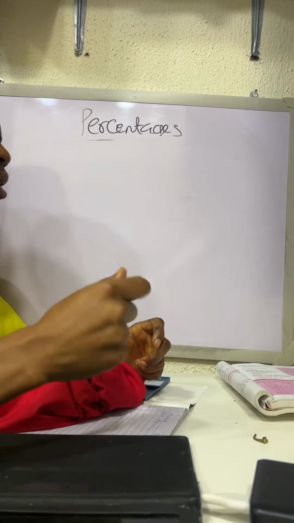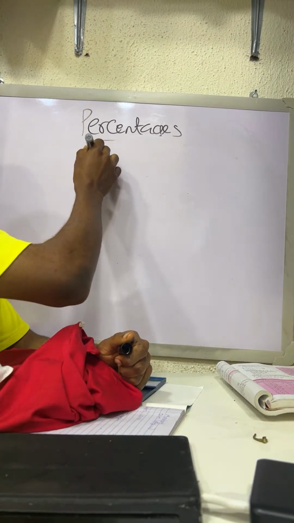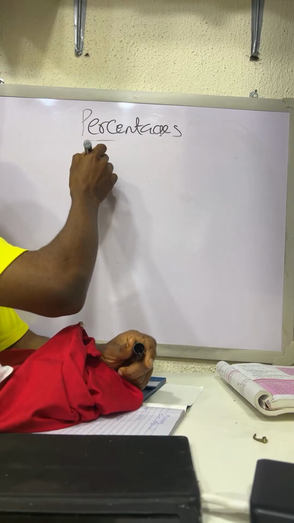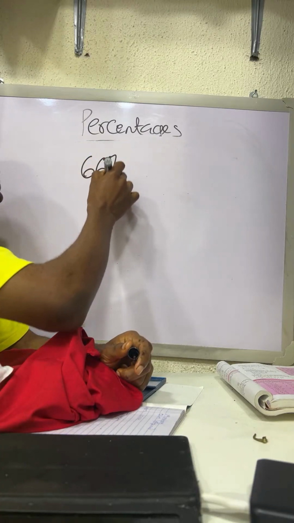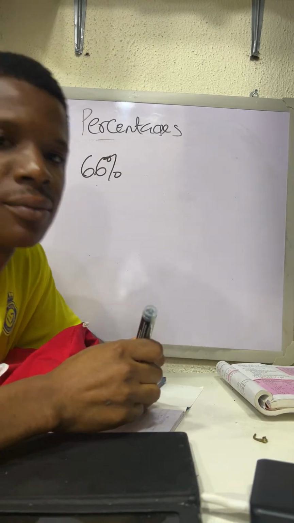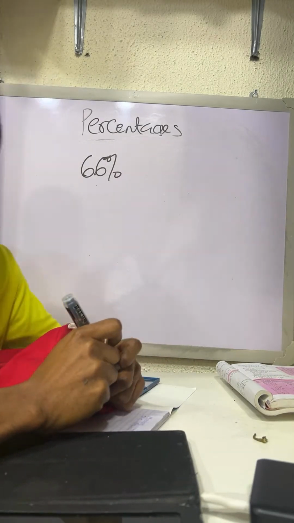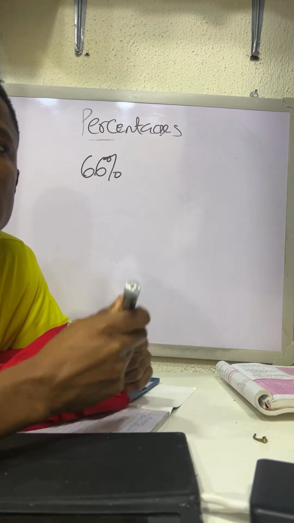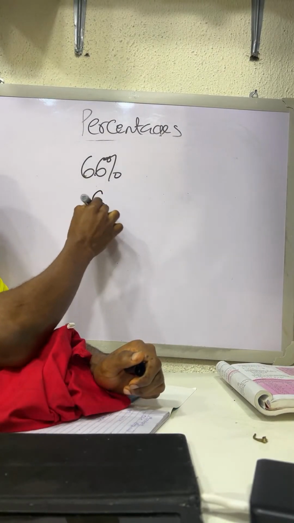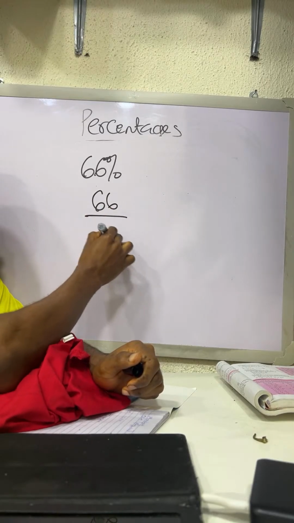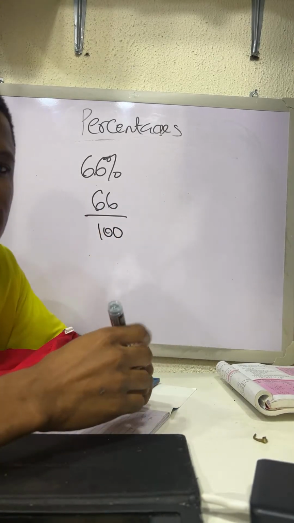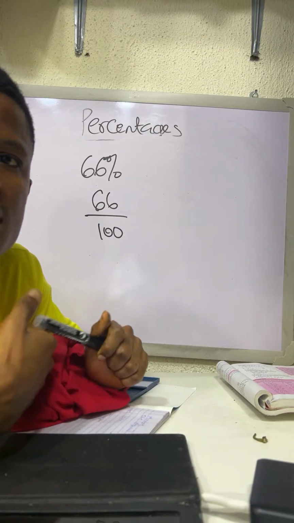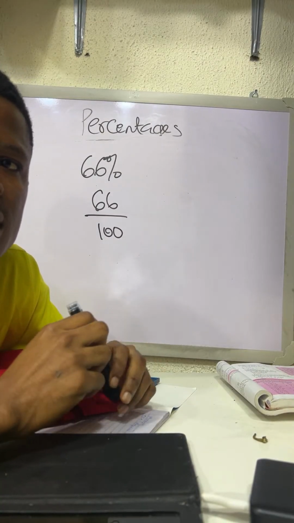So we'll look at the next one. The next one is 66%. So if you have 66%, how do we write it as a fraction? You have it as 66 over 100. So when you have 66 over 100, what can divide the top and bottom without any remainder?